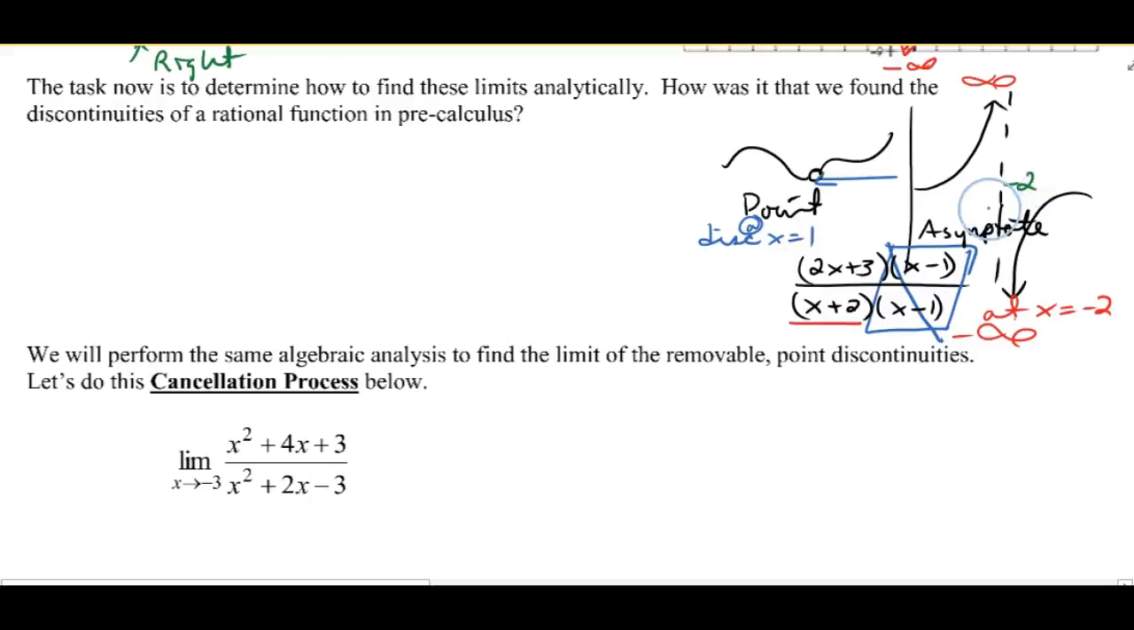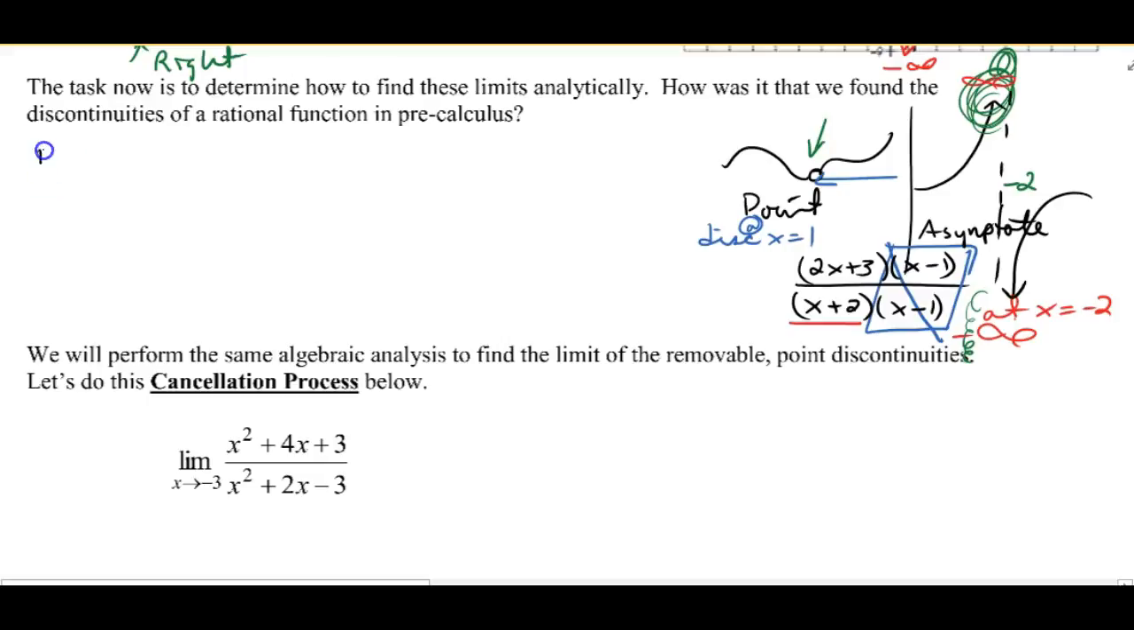If I'm approaching it from the left, what could I do to try to figure out: is my y value somewhere up here going way up, or is it somewhere down here going way down? So let's look at how we find these limits where we have point discontinuities, where we can cancel them out.